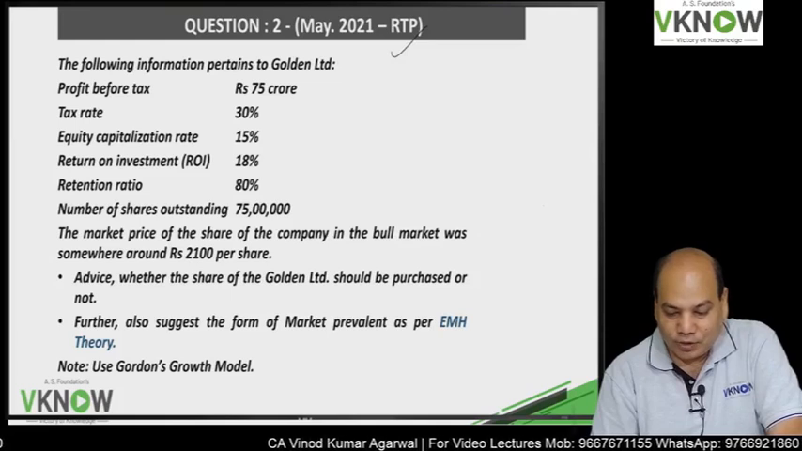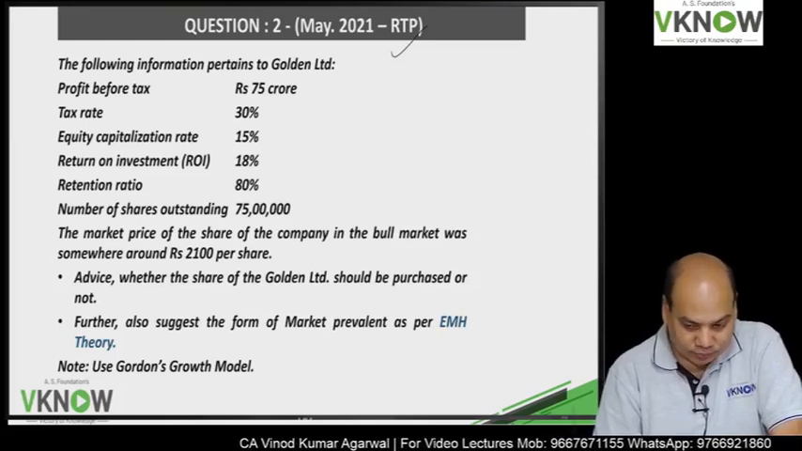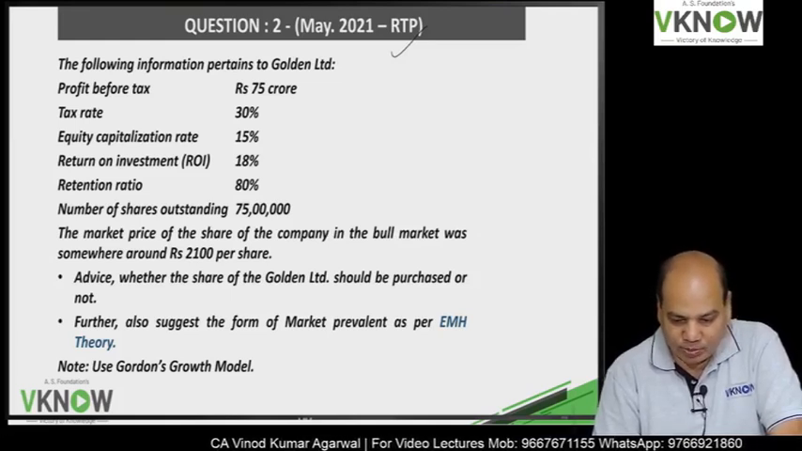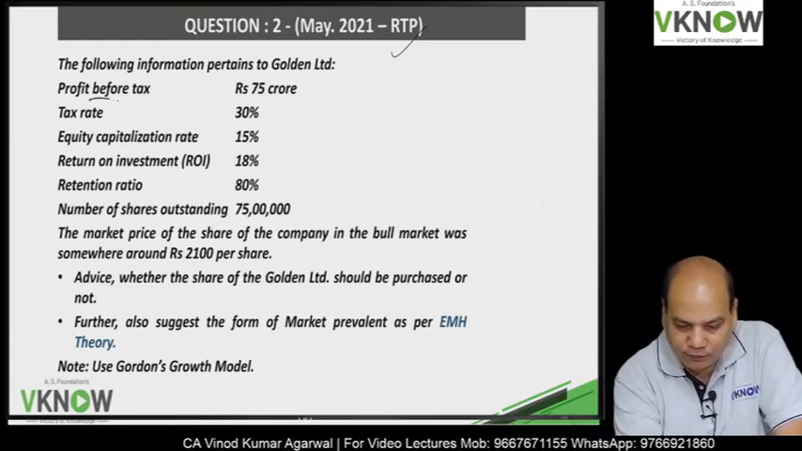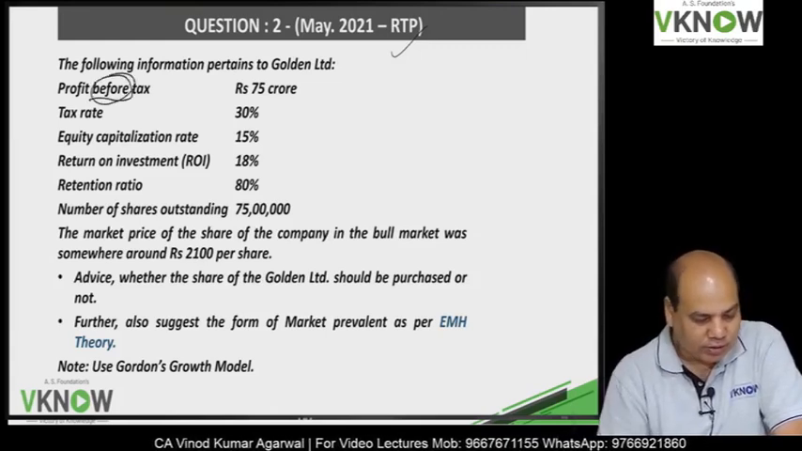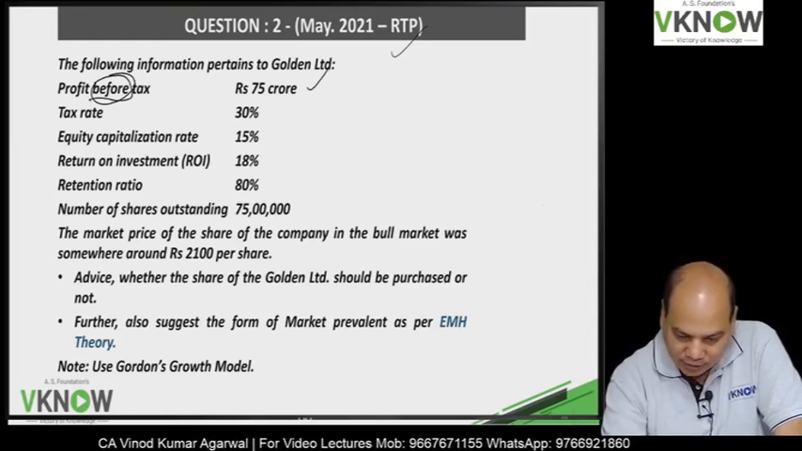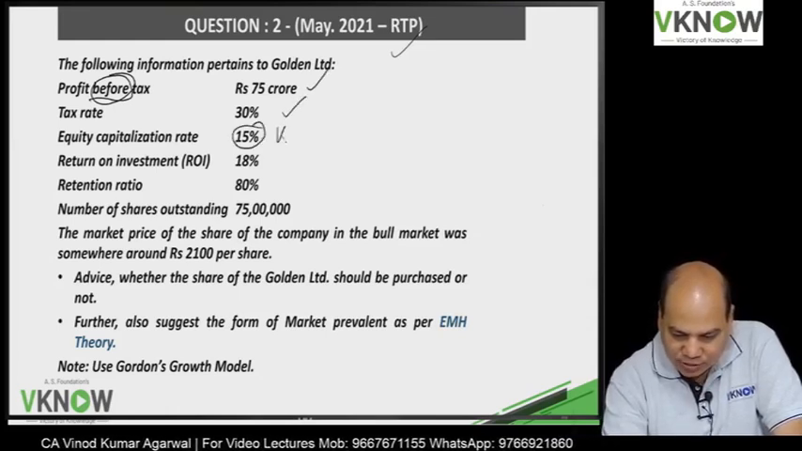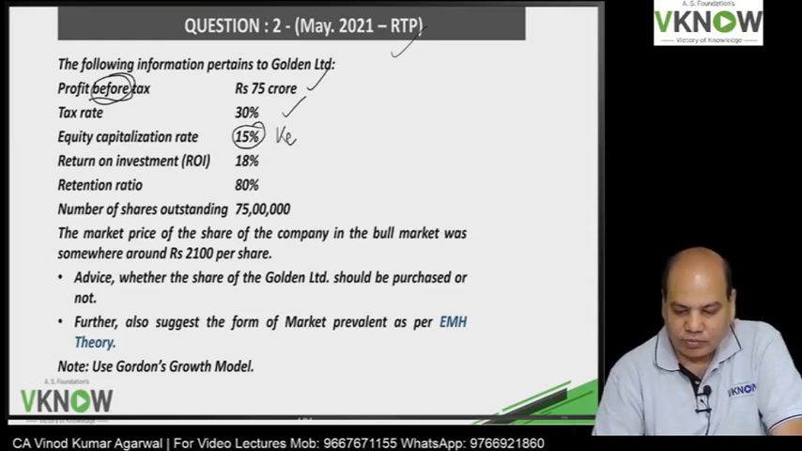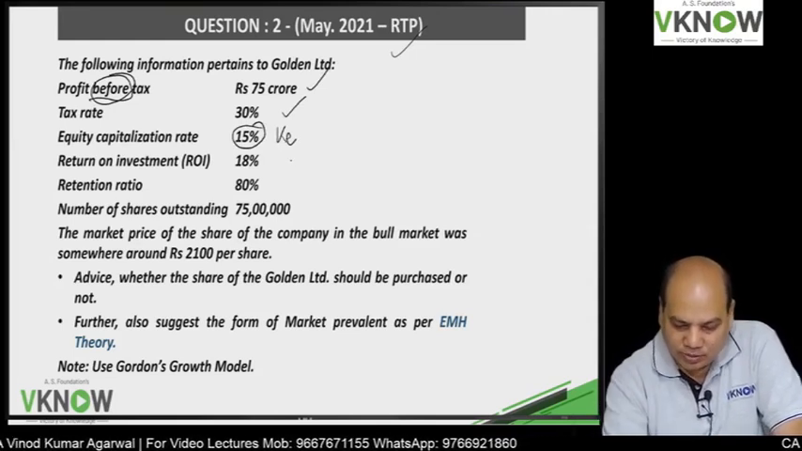One very good question now coming before you, taken from May 21 RTP. The following information pertains to Golden Limited. PBT, profit before tax. Before word underline, which means I need to deduct tax. Tax rate is 30%. Equity capitalization rate means K. Return on investment means R.